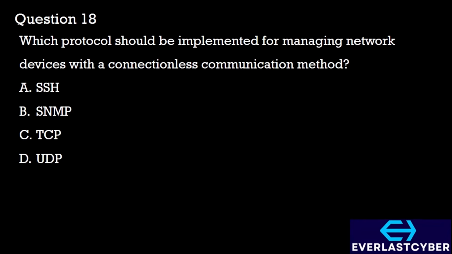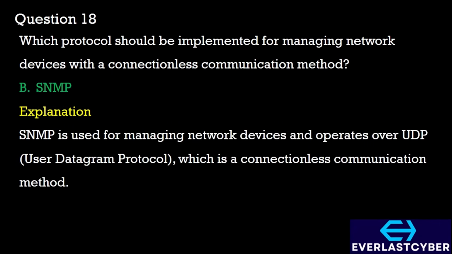Option B, SNMP, is used for managing network devices, and it operates over UDP. And UDP is a connectionless communication network, so that's likely the answer, but let's take a look at the other options. Option C, TCP, is a connection-oriented protocol used for providing reliable and error-checked delivery of data. So that's out of it. While UDP is a connectionless protocol used by SNMP, it is not a management protocol on its own. So the answer we're looking at here is option B.